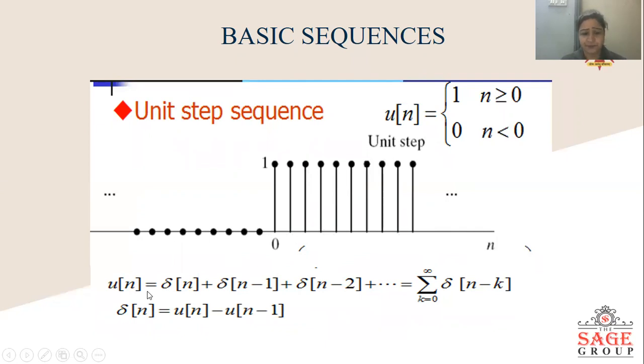Now, this unit step sequence can also be shown as a sum of the impulses which are located at n equal to 0, n equal to 1, n equal to 2, and so on.